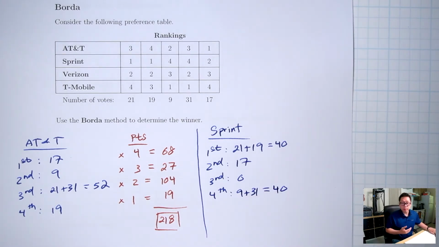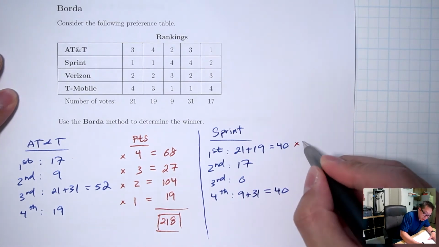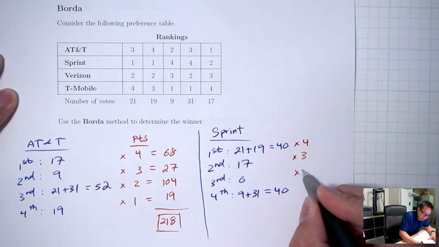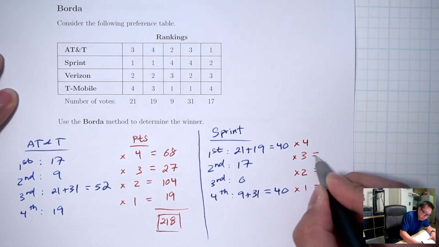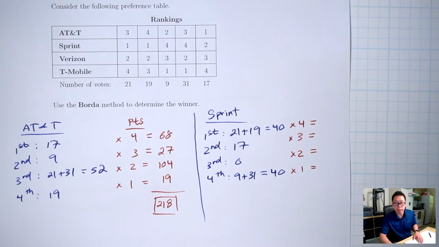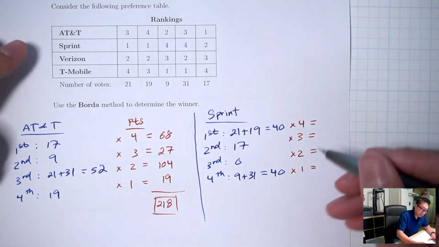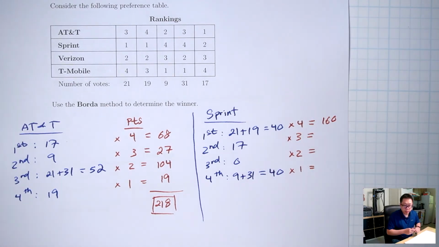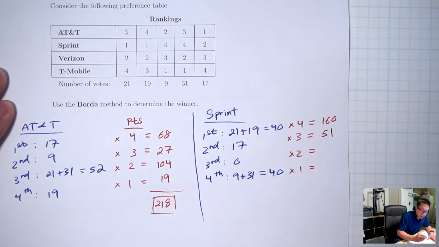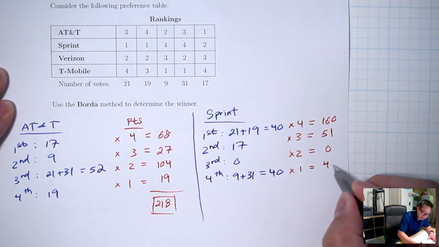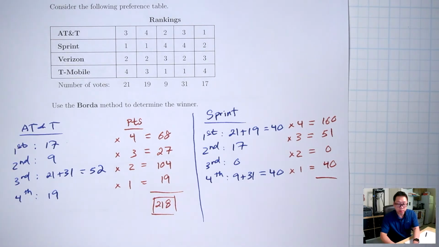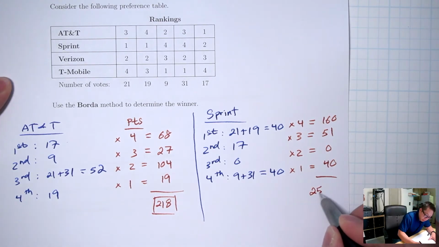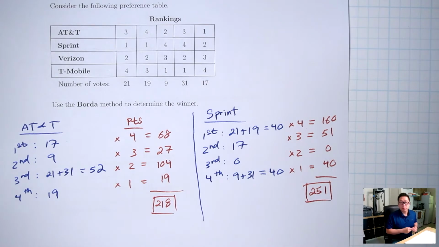And now we give points. Okay, so for every first place vote, we'll give 4 points. For every second place, 3 points. Third place, 2 points. Fourth place, 1 point. And then multiply, and then total it up. So 40 times 4, 160. 17 times 3 is 51. 0 times 2 is easy, that's 0. And 40 times 1 is easy, that's 40. Total it up, 160 plus 51 plus 0 plus 40. 251. And that's Sprint's Borda score.